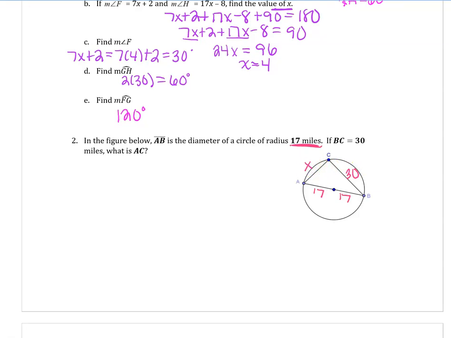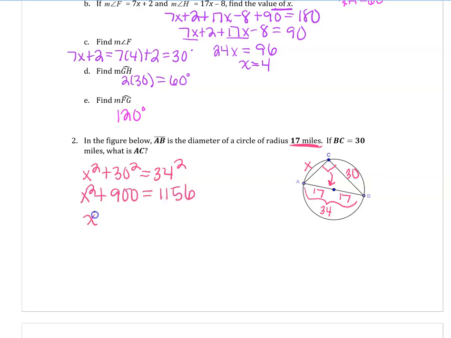Again, since I know this is a semicircle that the angle is inscribed in, angle C must be a right angle. 17 plus 17 is 34. So then what I can do is the Pythagorean theorem: x squared plus 30 squared equals 34 squared. That's because I know the hypotenuse is 34, the one opposite the right angle. So x squared plus 900 equals 1156. If I subtract 900, that gives me 256.